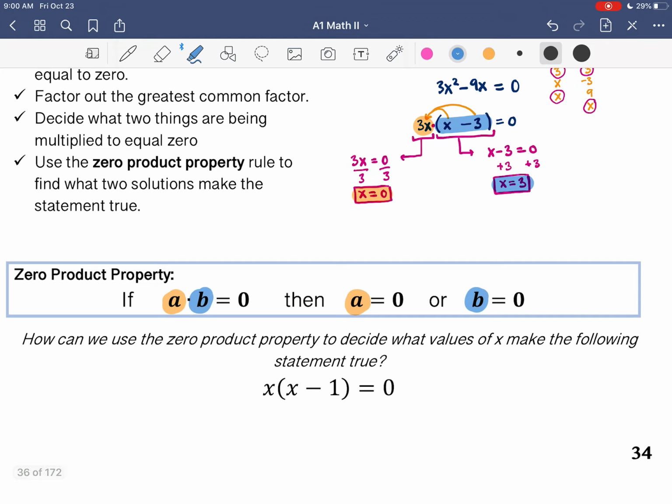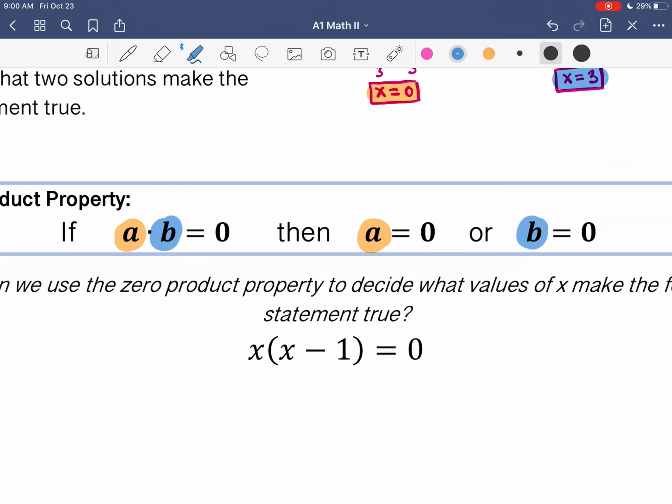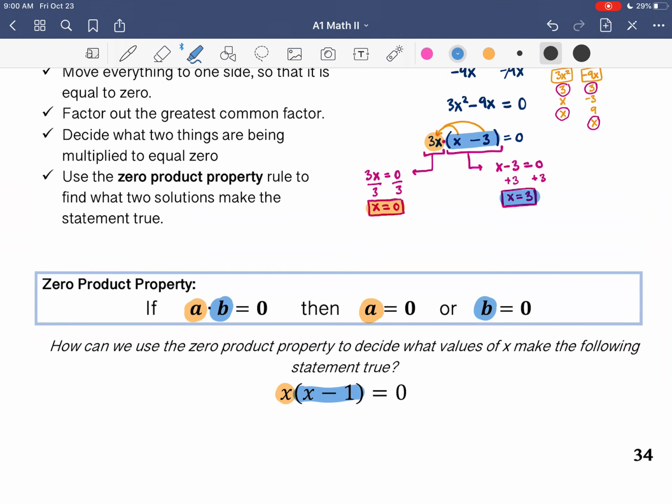So this next part says, how can we use the zero product property to decide what values of x make the following statement true? We have a product of x and x minus 1. So we have two things multiplied together, x and x minus 1, and it equals 0. So either x is 0 or x minus 1 is 0. To solve this, we put this equal to 0, which is actually already solved. We don't have to do anything.